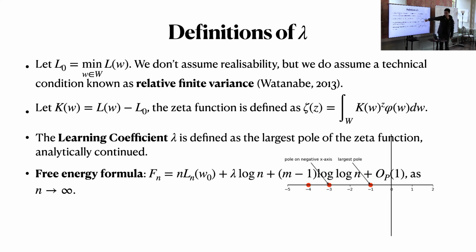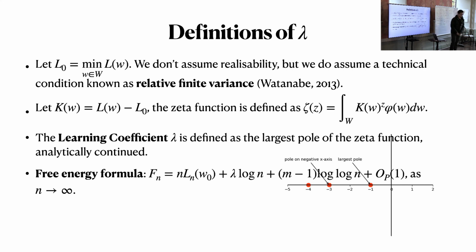The learning coefficient, lambda, is the negative of the largest pole. Okay. So the learning coefficient lambda is a positive value. It's the modulus of the largest pole. There is no positive pole, so it's the modulus of the value of the largest pole.